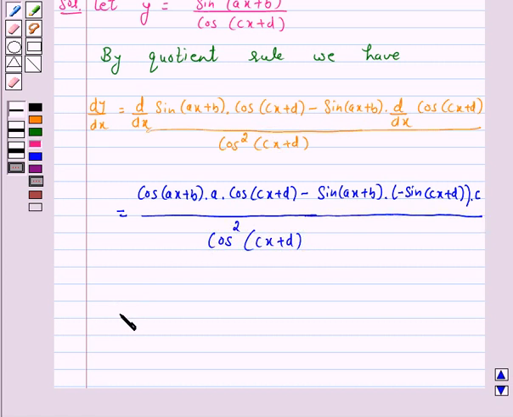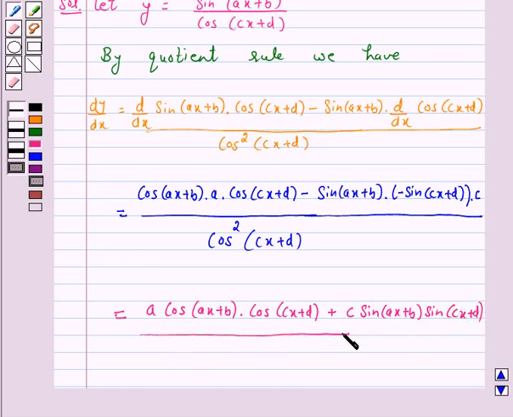So this is equal to a cos ax plus b into cos cx plus d plus c sine ax plus b into sine cx plus d upon cos square cx plus d.